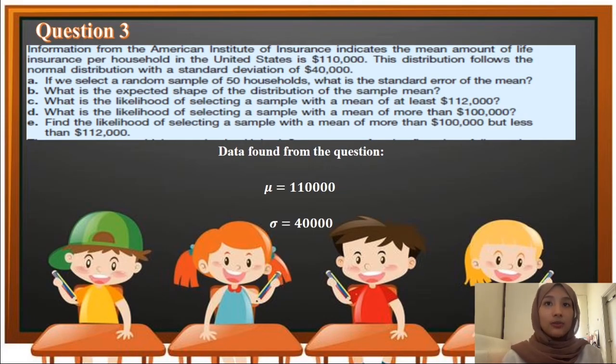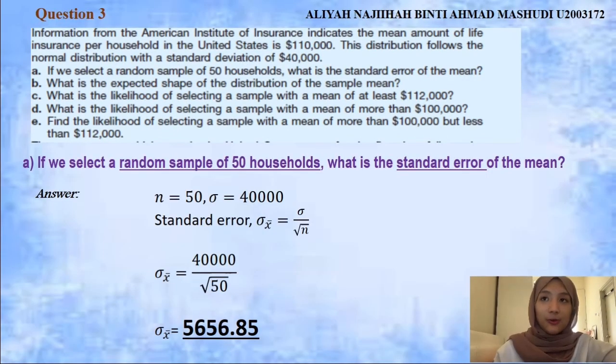Information from the American Institute of Insurance indicates the mean amount of life insurance per household in the United States is $110,000. This distribution follows the normal distribution with a standard deviation of $40,000. So we found from the question that the mean is $110,000 and the standard deviation is $40,000. Question 3a. If we select a random sample of 50 households, what is the standard error of the mean?